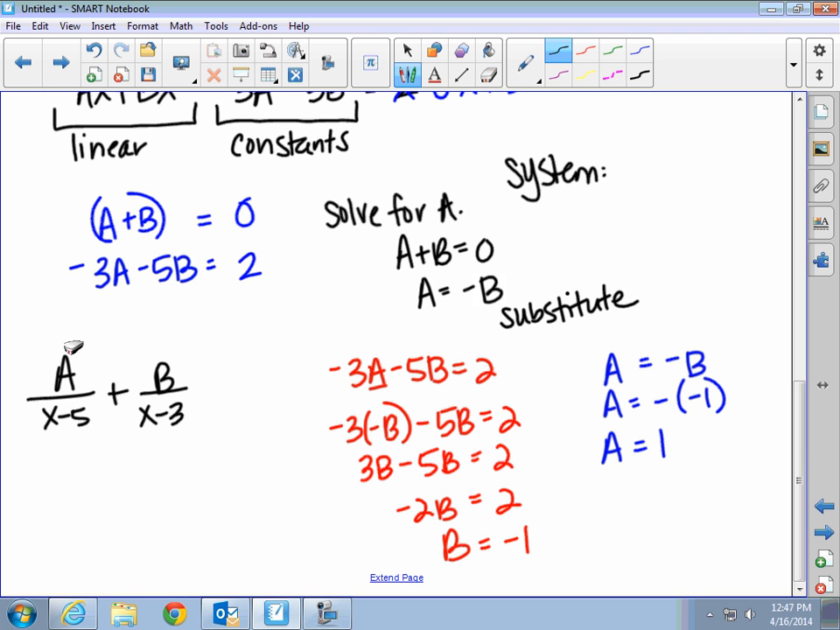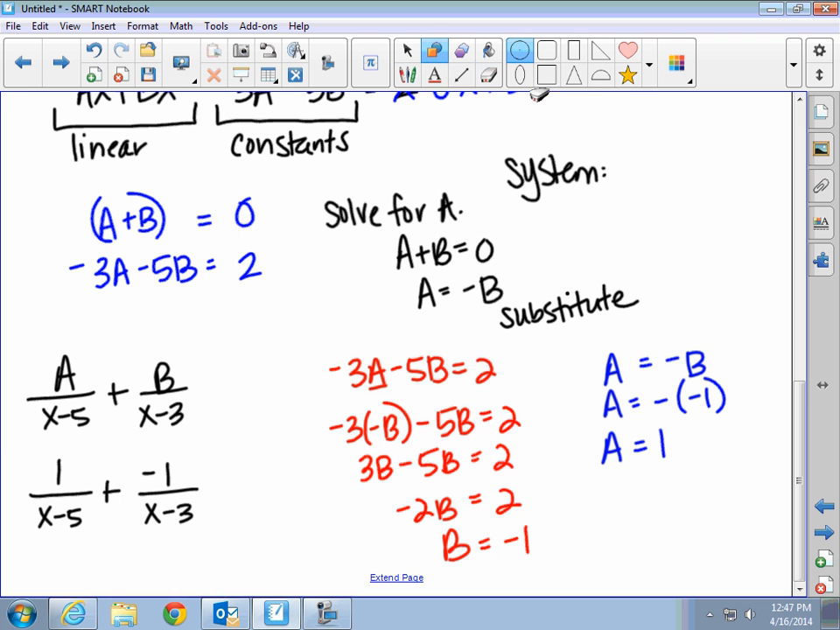So what do I put over this one? 1 over x minus 5 plus, what goes in here? Negative 1 over x minus 3. I promise you, this has huge benefits in calculus. That's the answer. And if you went through and simplified it, you'd get 2 over x squared minus 8x plus 15.